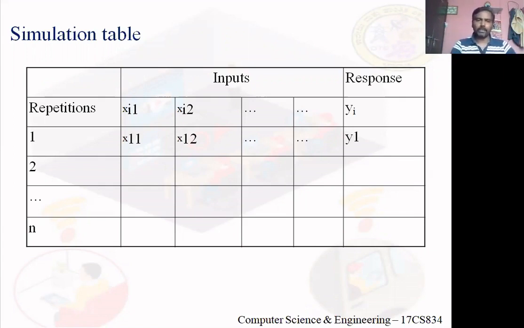Got it? So now we need to design a simulation table, as you can see on the slide. What you're seeing on the slide. Okay, clear?